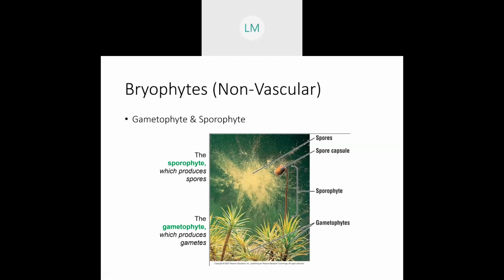This is just a description of the gametophyte and the sporophyte in these bryophyte structures. It can look a little different depending on which bryophyte you're talking about, but this is just going to be a moss structure here. So we have our gametophytes down at the bottom. These green leafy structures are our gametophytes, which are responsible for producing gametes. And then out of the top of our gametophyte, we're getting our sporophyte produced. This is what is responsible for producing the spores.